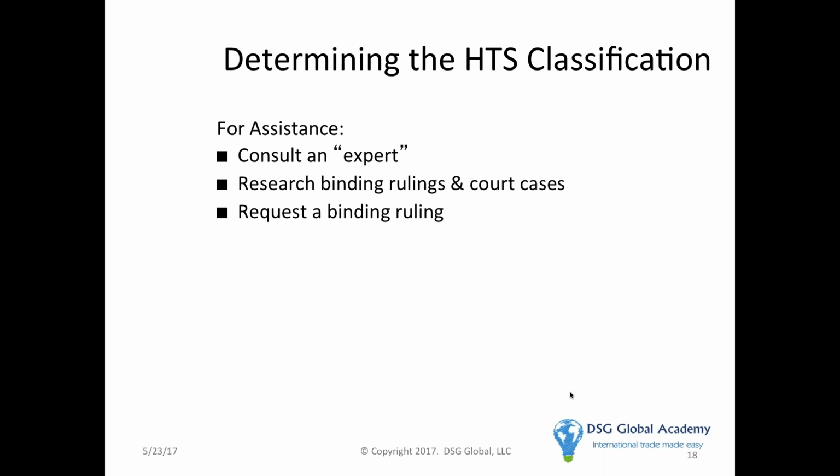And whenever in doubt, you can always request a binding ruling from customs. Many of my customers, especially those with 0% duty on their items, even though it's very clear that their items might be 0% duty, they still like to get a classification ruling from customs, just as insurance.